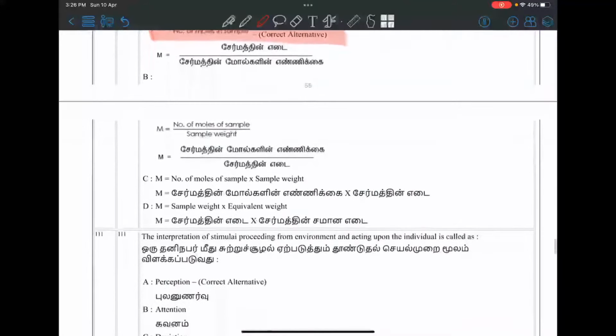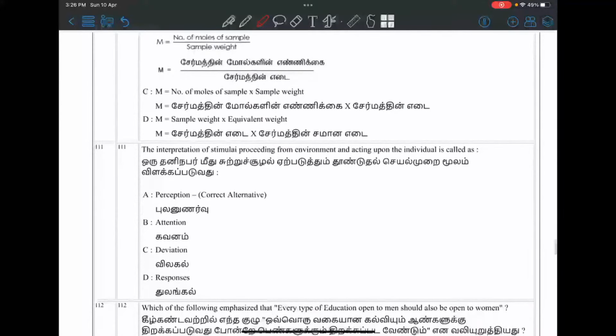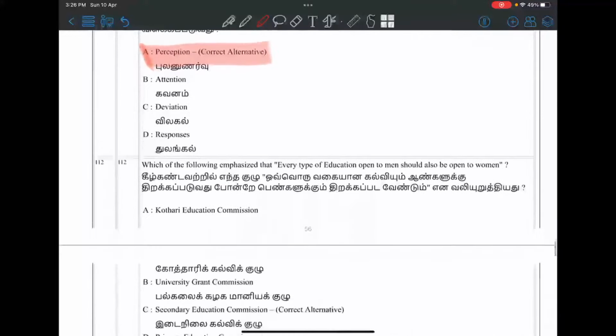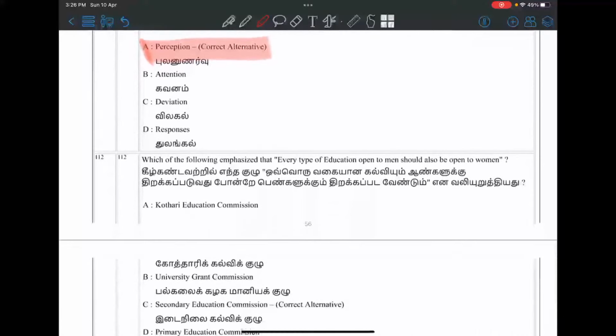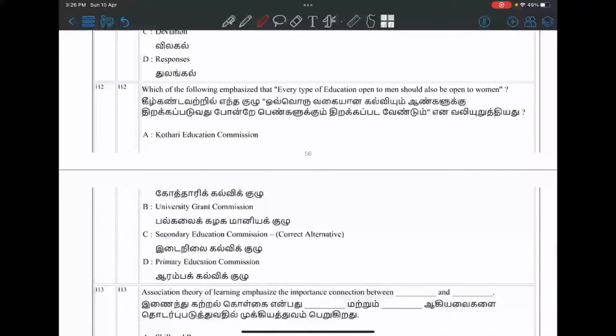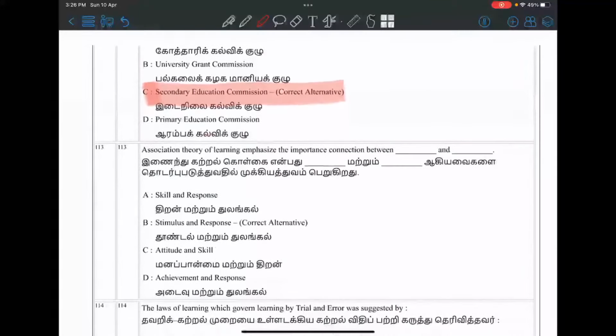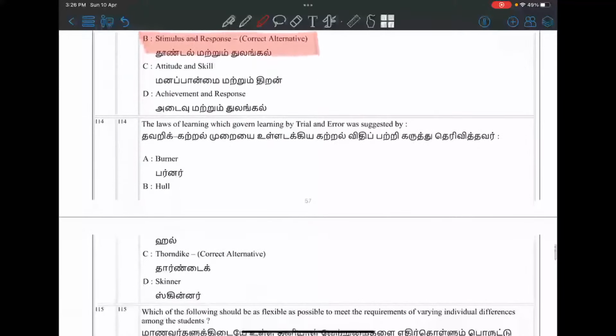The interpretation of stimuli proceeding from the environment and acting upon the individual is called perception. Which of the following emphasized that every type of education open to men should also be open to women? Secondary Education Commission. The association theory of learning emphasizes the connection between stimulus and response. The laws of learning which govern learning by trial and error were suggested by Thorndike.